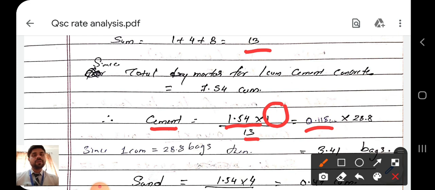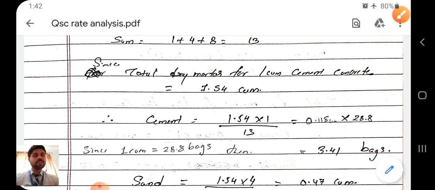So if 1 cubic meter is equal to 28.8 bags, then 0.118 cubic meter will be how many bags? So we will directly multiply it by 28.8, and then we can get 3.14. So this is the total quantity of bags of cement required for 1 cubic meter of cement concrete of ratio 1 is to 4 is to 8.